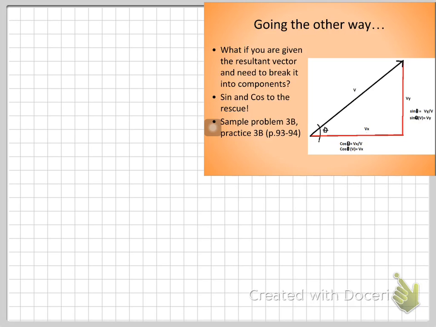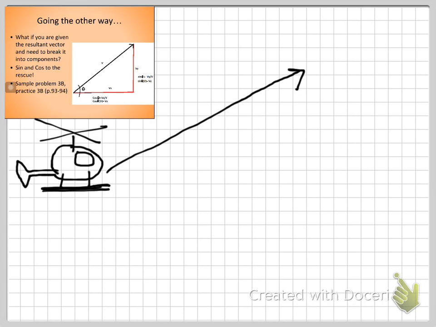So let's do 3B together, then I'm going to turn you loose on the 3B practice, and then I'm going to get the worksheets for you. So of course we have worksheets because, you know, physics. Okay, so this is from the sample problem 3B on page 93. Find the component velocities of a helicopter traveling at 95 kilometers per hour at an angle of 35 degrees to the ground.